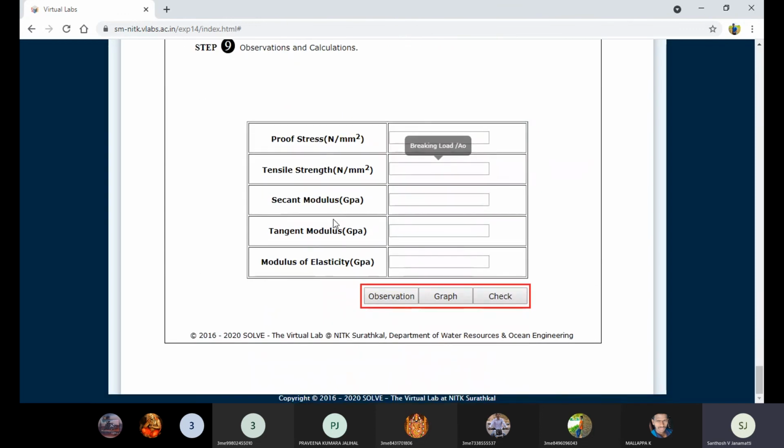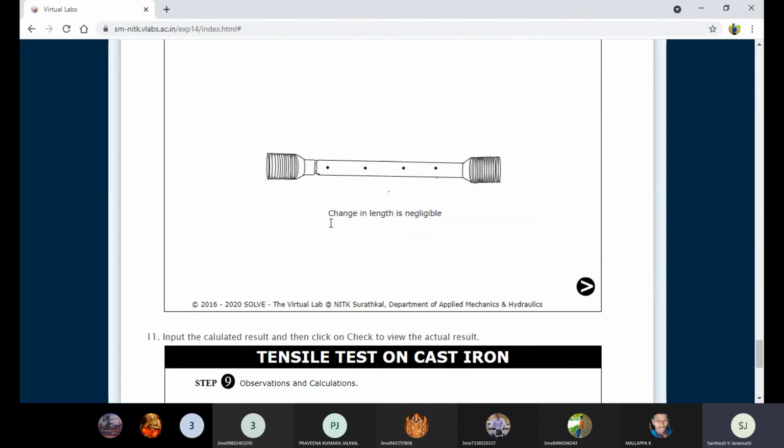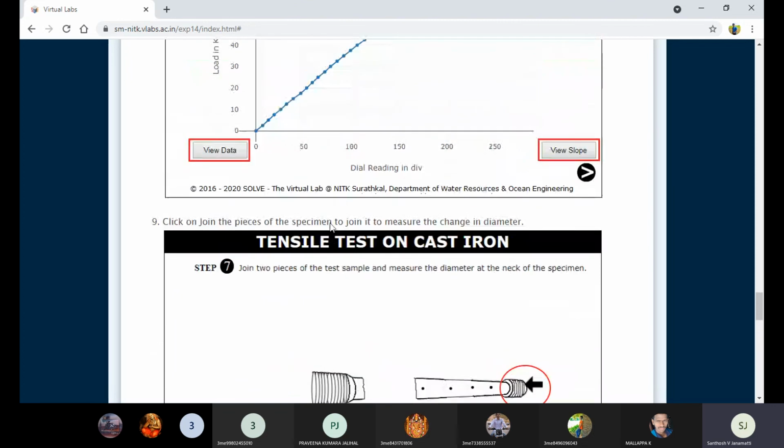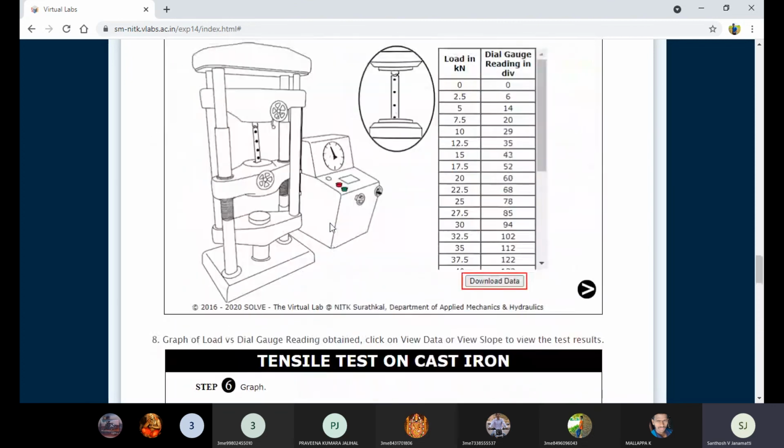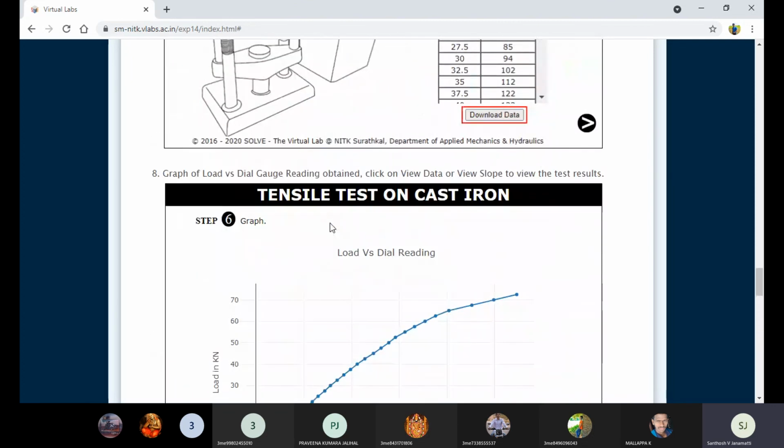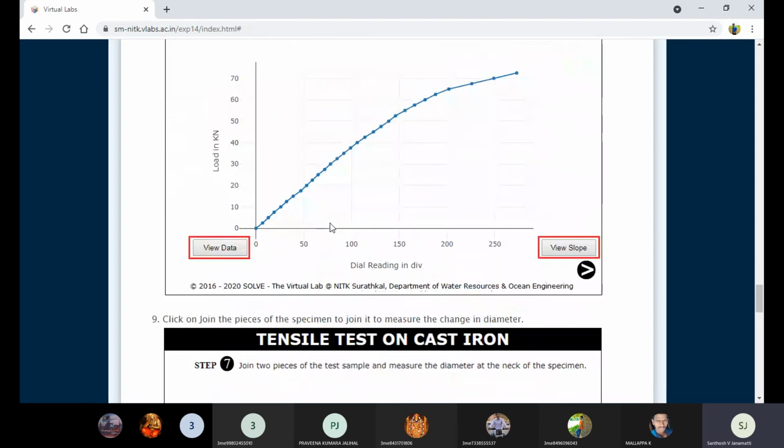So again, you need to calculate all these things for the cast iron also. Why am I showing you the cast iron also? Because definitely in the examination they can ask what the difference is between cast iron and ductile materials, meaning brittle materials and ductile materials. Show me the stress strain diagram for brittle materials as well as ductile materials. Brittle materials show graphs like this, and ductile materials we have already discussed.